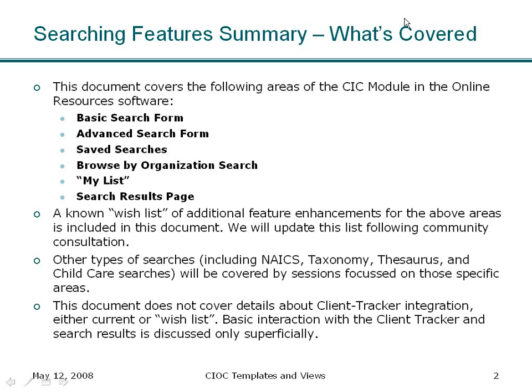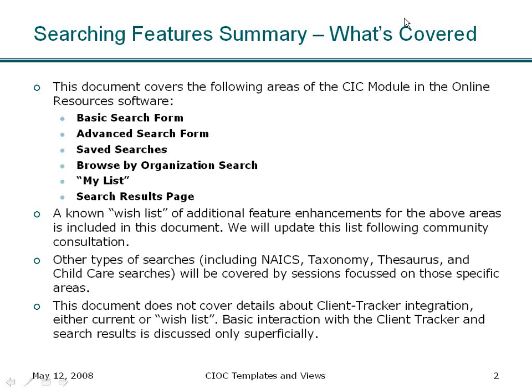So, what we're covering today, so that we're really clear about what is and isn't covered today. We're covering the basic search form, the advanced search form, saved searches, browse by organization, the new My List feature, and the search results page. When I'm covering the search form, I will not be discussing the search results page. So we're keeping it just to the forms and what those forms do.